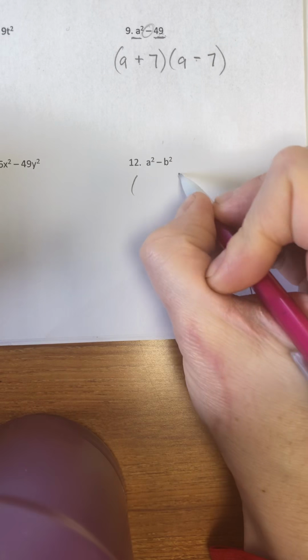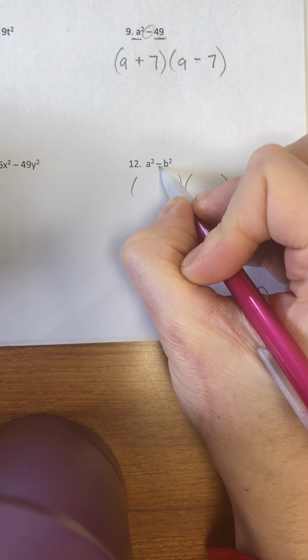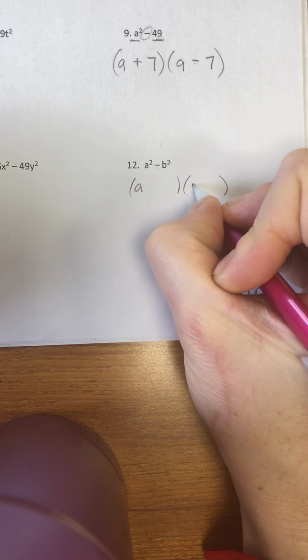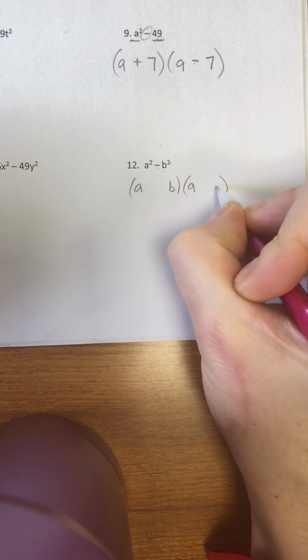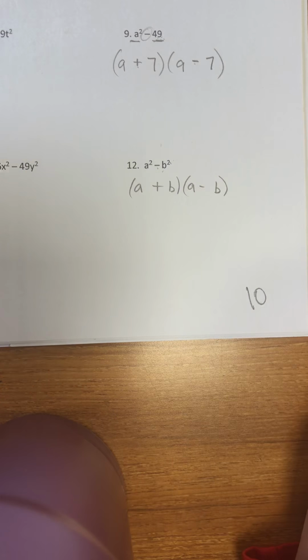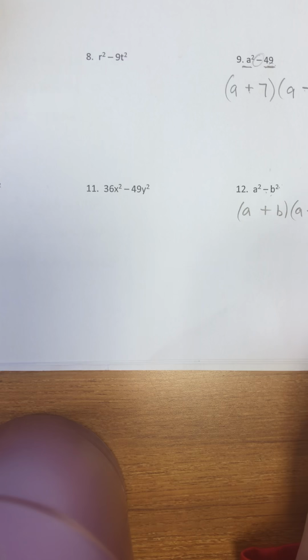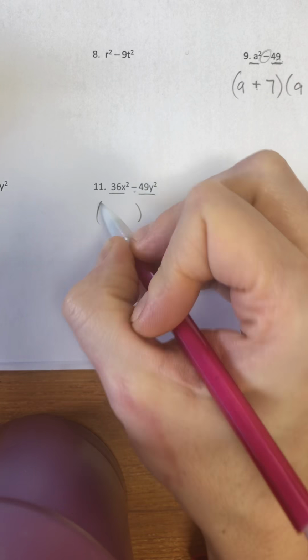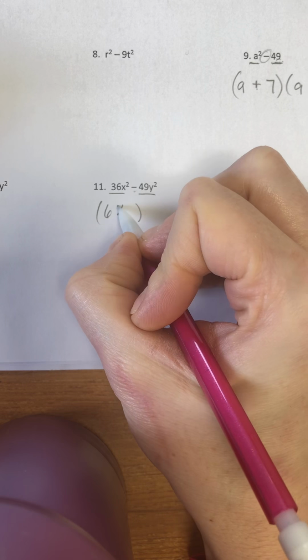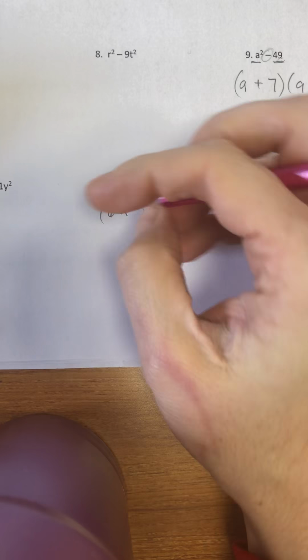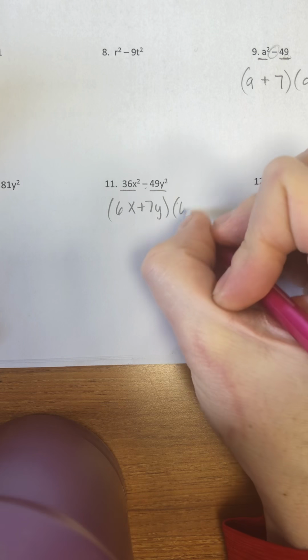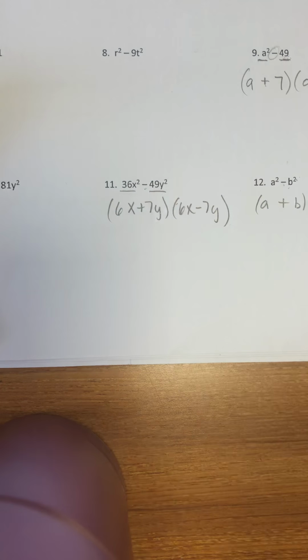And if I do the same thing on number 12, notice it's a difference of squares. They're both perfect squares. So the square root of a squared is a, the square root of b squared is b, one's a positive, one's a negative. Okay, if I come over here to number 11, again, these are both perfect squares and it is a difference because of that minus sign. So I take the square root and I get 6x plus 7y and also 6x minus 7y.